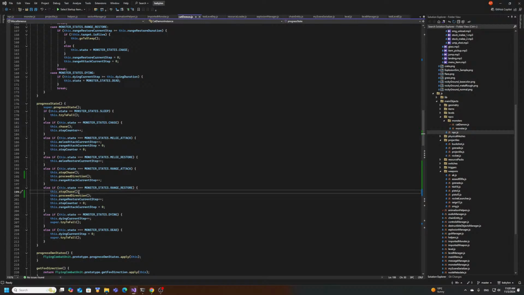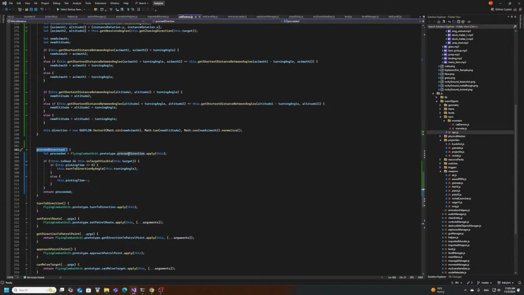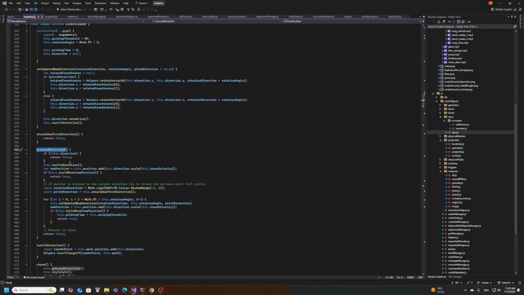But the thing is that it doesn't move when it's shooting. The only thing that we're calling here is this one. So it doesn't stack, so it always returns true, I guess. So it's just, yeah, turn to direction. Why it stops.